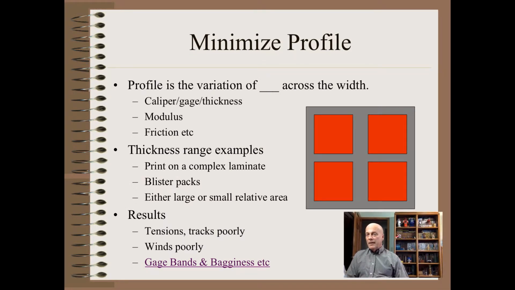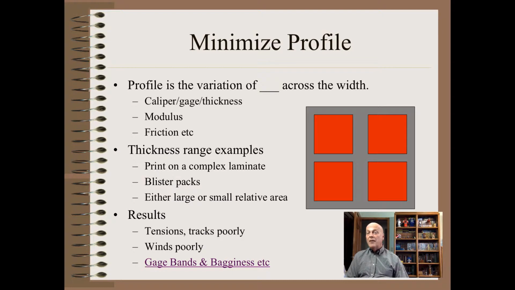Profile is normally meant to be a variation of something across the width, where that something could be thickness, modulus, or some other property. Less common word usage is downweb profile variation. Let us take the example of thickness as an easy-to-relate-to property. Intentional thickness variations could be as small as a thin layer of printing ink on a thick laminate with 4 to 6 layers. Even here, we can have winding troubles such as bagginess.